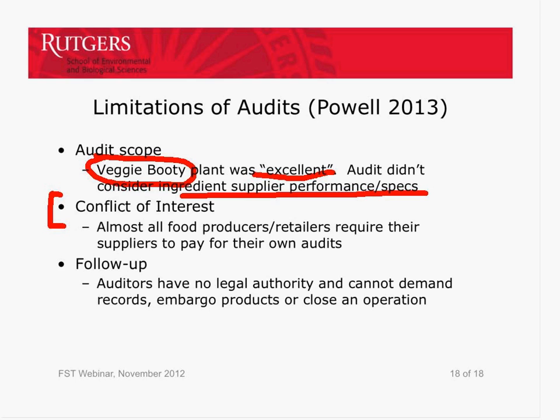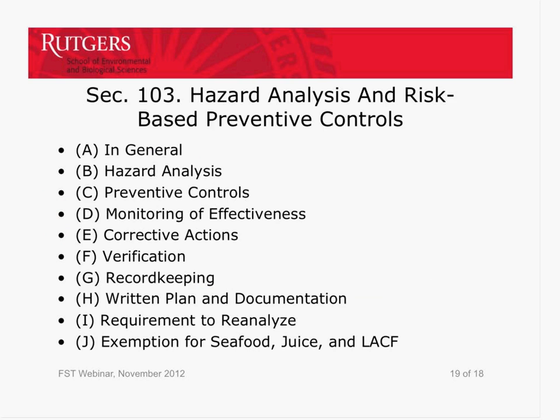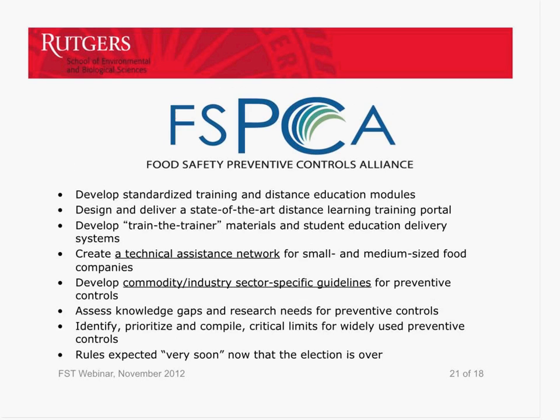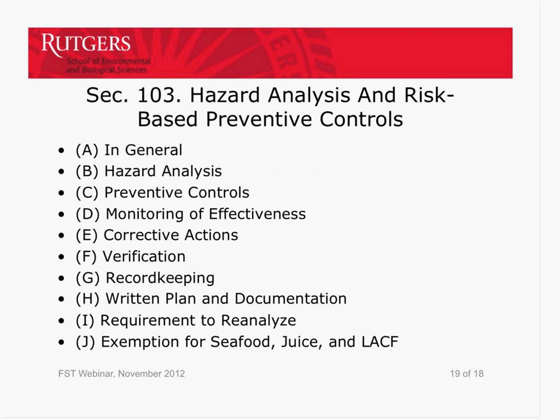And then finally, you may have the greatest audit in the world, you may have the best auditor in the world, and that auditor has found tons of problems, but in fact the auditors have no legal authority. They can't embargo products, they cannot demand records, and they cannot close an operation. It's only USDA and FDA that have that particular authority. So I think it's really important to note that even in the best of worlds, audits will not be perfect for that very reason. I realize that my slide numbering is a little bit off. I've got 3 more slides to go.